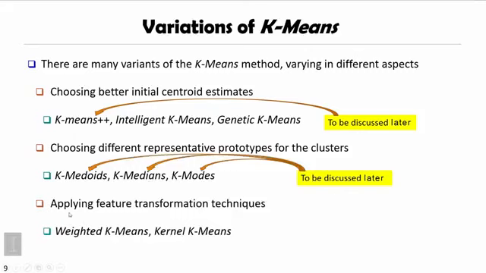Another thing is how to apply feature transformation techniques so we may be able to cluster things even when they are not in convex shape. For example, there are methods developed called weighted k-means or kernel k-means. We are going to introduce the kernel k-means method.